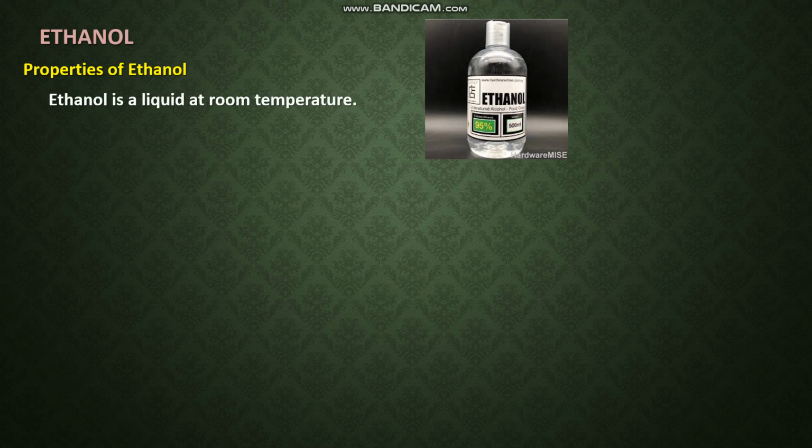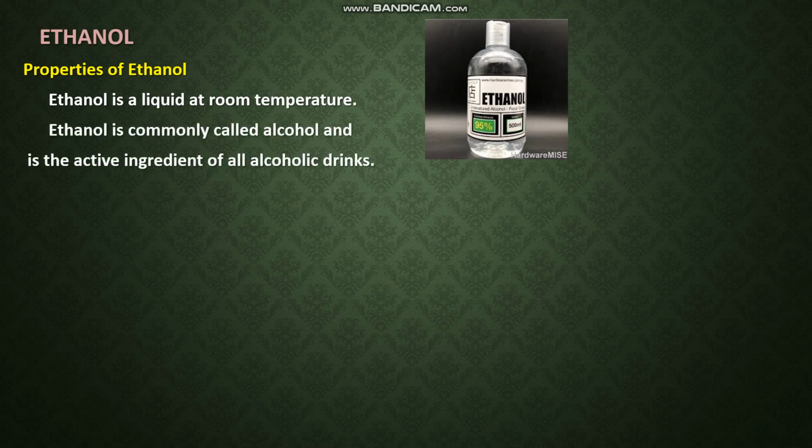Ethanol is a liquid at room temperature. Its physical state is liquid state. It is commonly called alcohol and is an active ingredient of all alcoholic drinks. We have learnt already one class of organic compounds called alcohols. In that a few members also we are familiar. What are they? Methanol, ethanol, propanol, butanol, pentanol, etc. Among these, what we commonly call alcohol is nothing but ethanol.